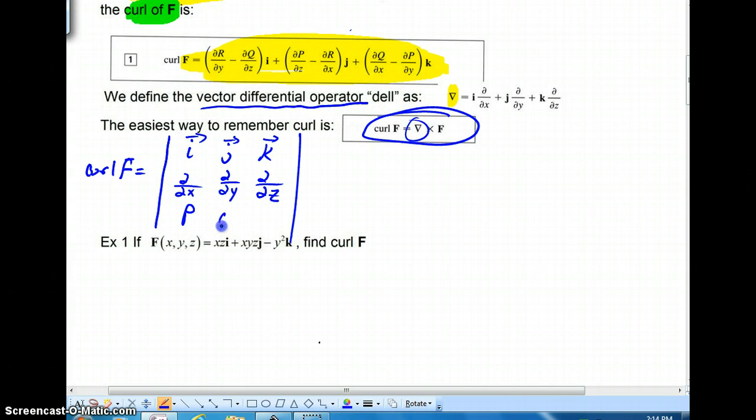P for the I component, Q for the J, and R for the K. So if you were to do this 3 by 3 determinant, you would arrive at the curl of F, the curl of that vector field.